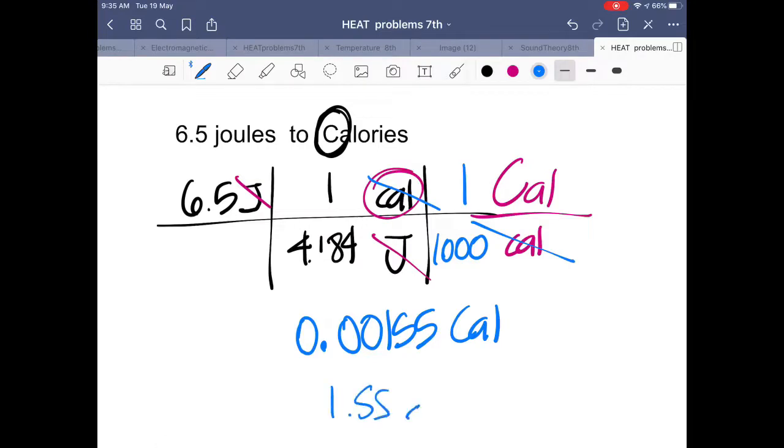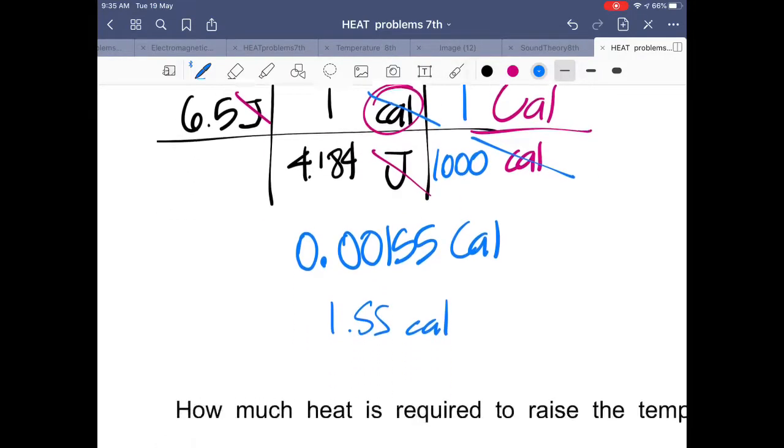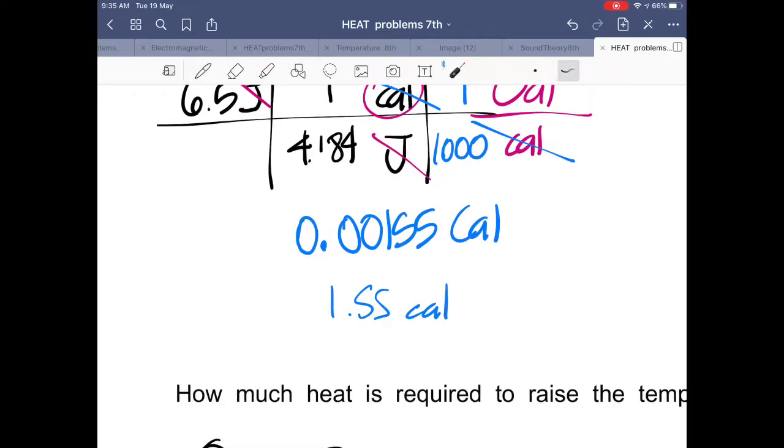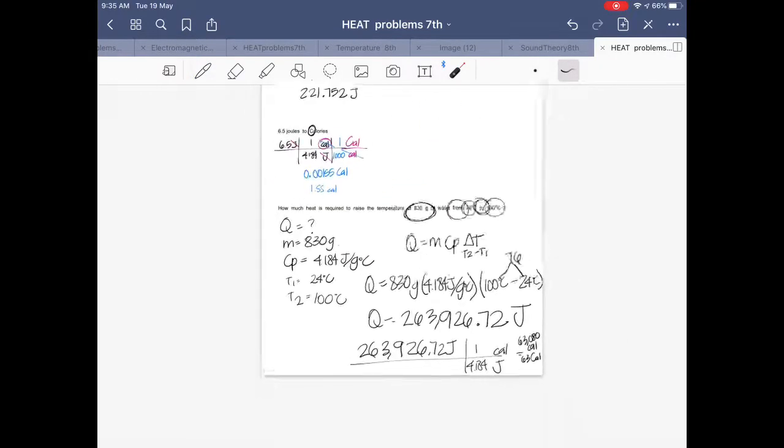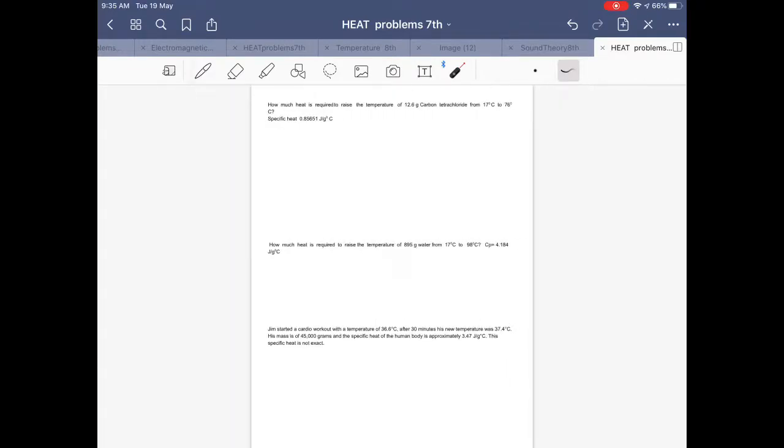Calories would be 1.55. I'm not asking for that, but just to understand more or less how it works, because you move it 3 times: 1, 2, 3. Okay, now this problem we did yesterday, but I will explain the next one.